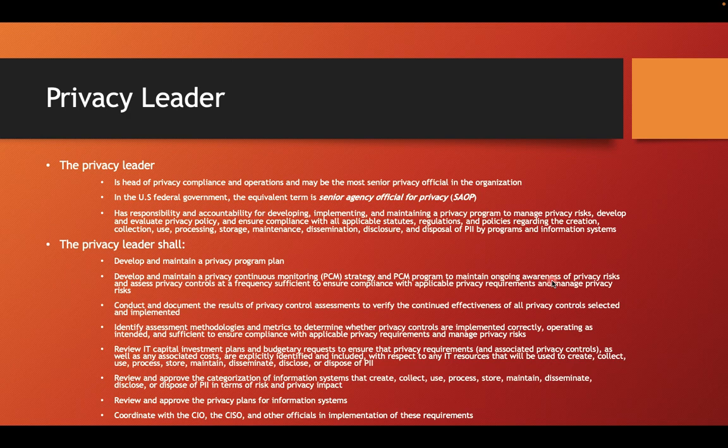Then, privacy leader, these are your jobs. Okay, you will develop and maintain a privacy program plan. You will develop and maintain a privacy continuous monitoring strategy and program to maintain ongoing awareness of privacy risk in your organization. You will conduct and document the results of privacy control assessments to verify the continued effectiveness of all the privacy controls selected and implemented in your organization, and so on and so forth.